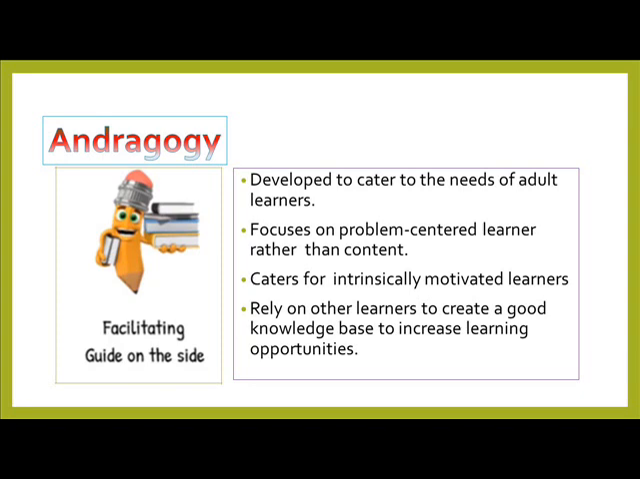While pedagogy focuses more on student-centered learning, andragogy is problem-centered learning. Adult learners are intrinsically motivated to learn and rely on other learners to create a good knowledge base for learning. The instructor for adult learning facilitates learners mainly through new learning opportunities by providing resources and tools adults need to be successful.